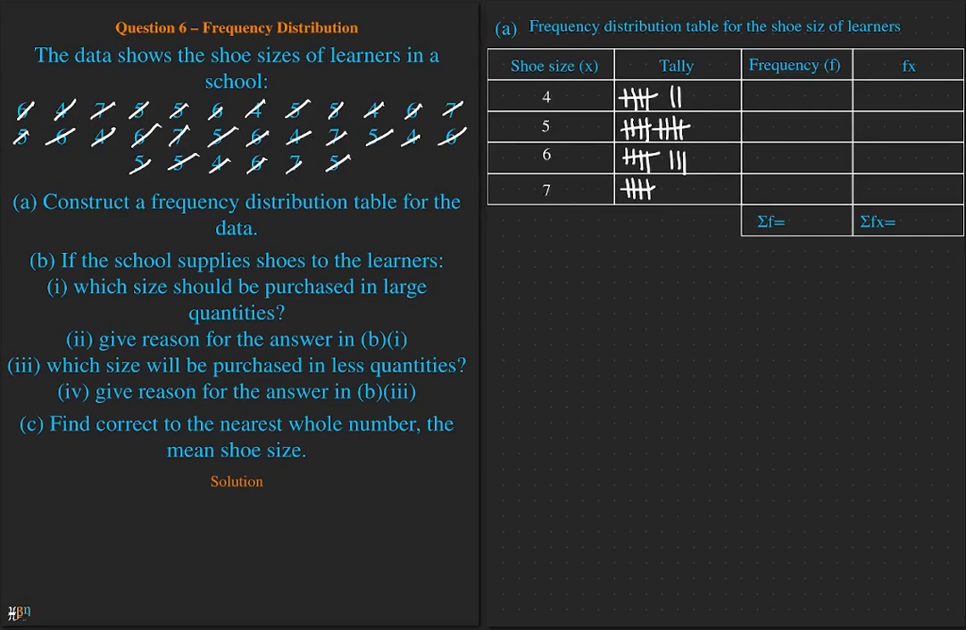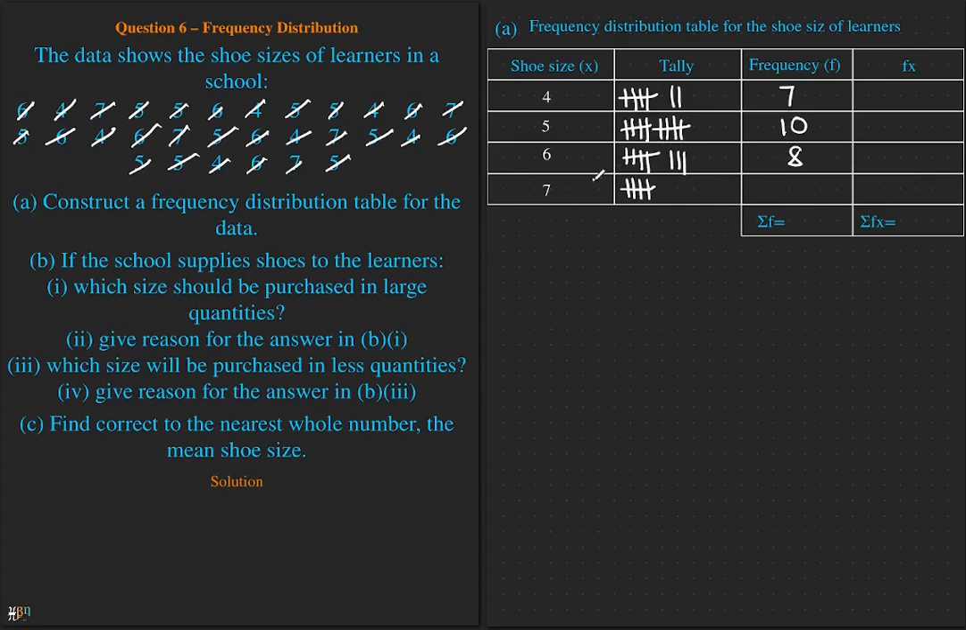If you are done inputting your tally, you now come here and then put your frequencies there. So for our 4, we have 5 plus 2, which gives us a 7. Then for 5, we have 5 plus 5, that gives us a 10. Then for 6, we have 5 plus 3, that gives us an 8.